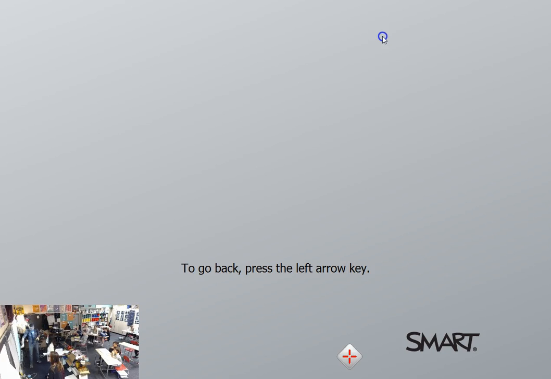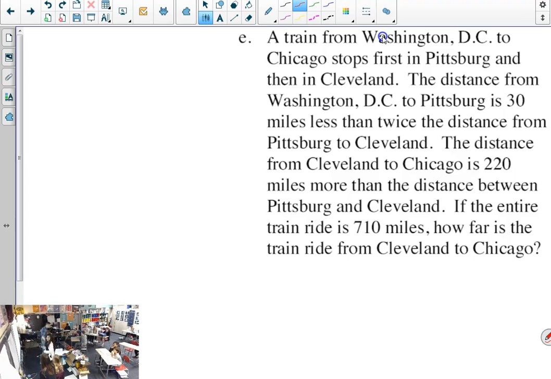Remember, you can use the highlighter if you want. If the entire train ride is 710 miles, how far is the train ride from Cleveland to Chicago?